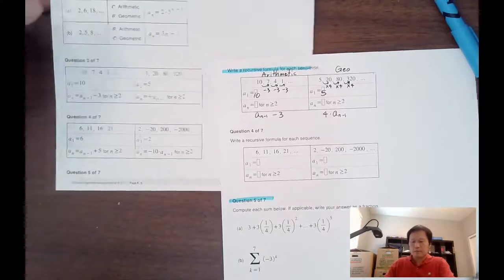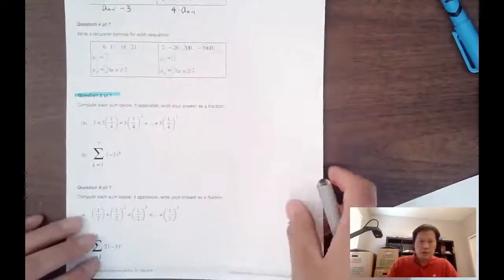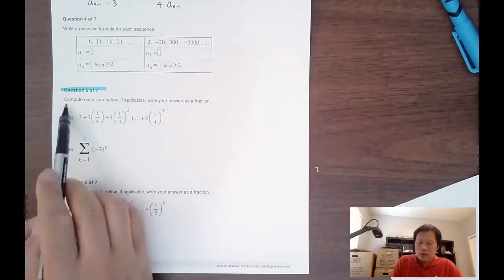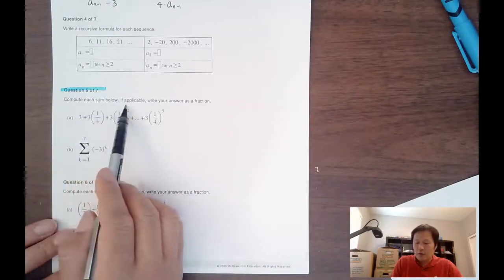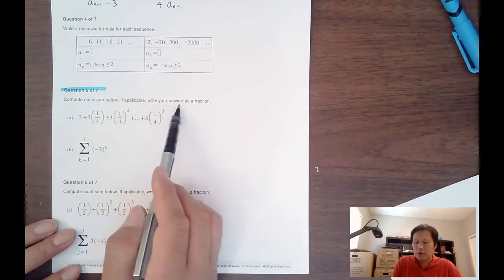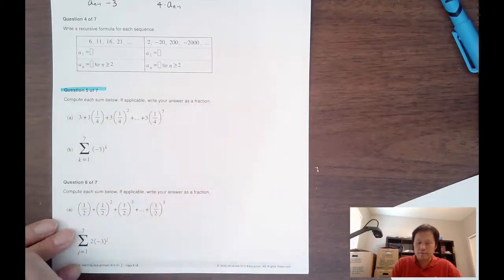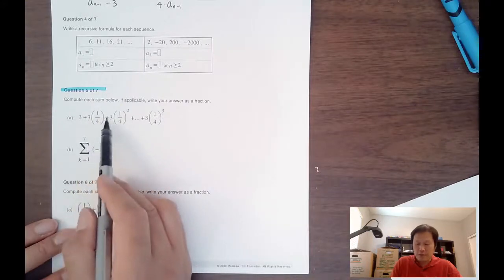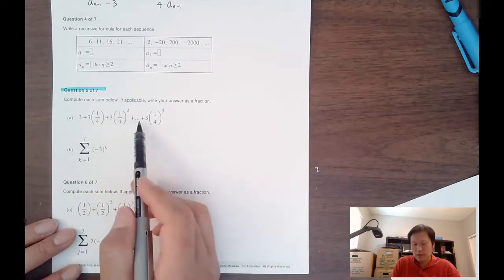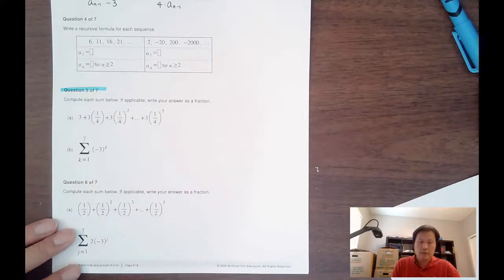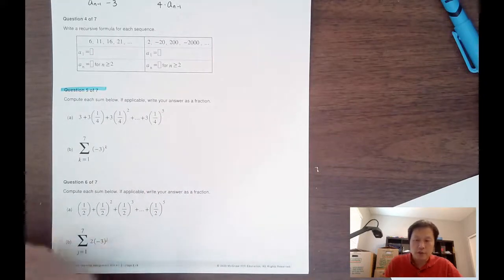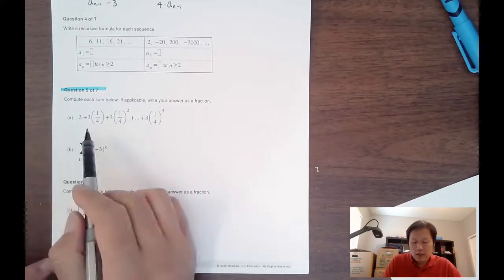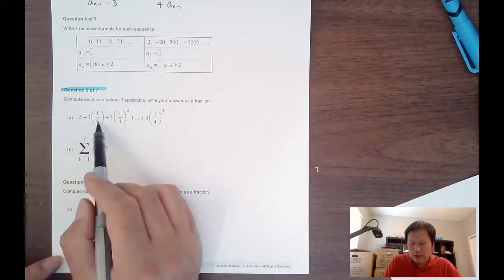Okay, next question I want to explain is: complete each sum below. If applicable, write your answer as a fraction. So 3 plus 3 times (1/4) plus this plus dot dot dot plus this. First, you need to recognize: are these numbers an arithmetic sequence or a geometric sequence?